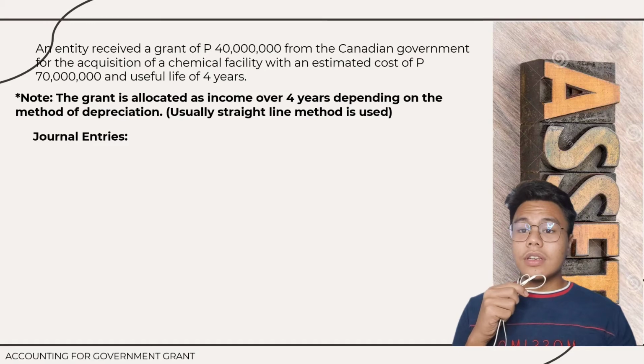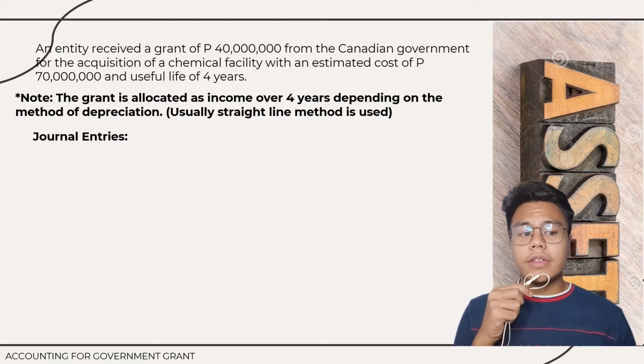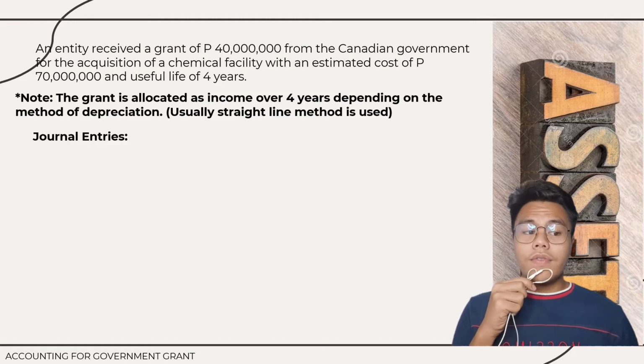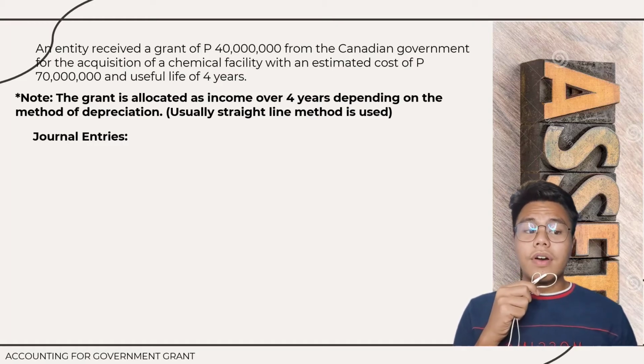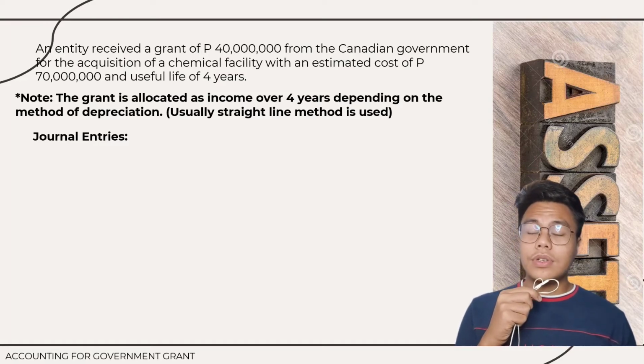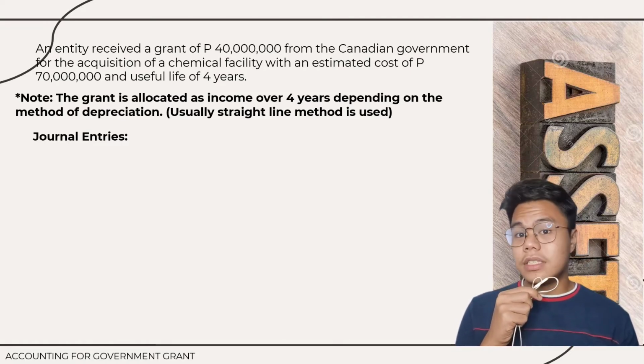And so here's a given example. An entity received a grant of 40 million pesos from the Canadian government for the acquisition of a chemical facility with an estimated cost of 70 million pesos and useful life of 4 years. So as usual, we would use a straight line method. We should always depreciate our depreciable asset for the period itself.